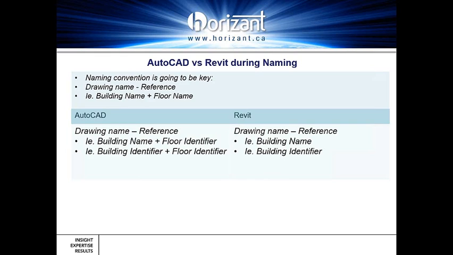In Revit, basically how it works out is you have the idea of a building name. For example, it could be a building identifier, but something to identify the drawing uniquely. Revit will take care of itself when you start adding floors to it, so that part is a little simpler.